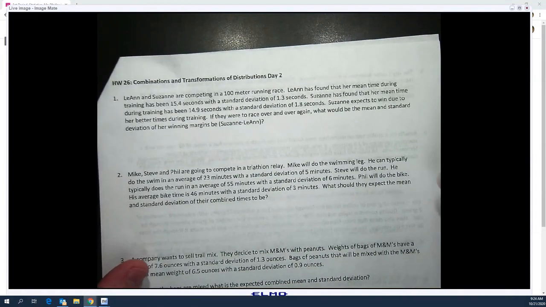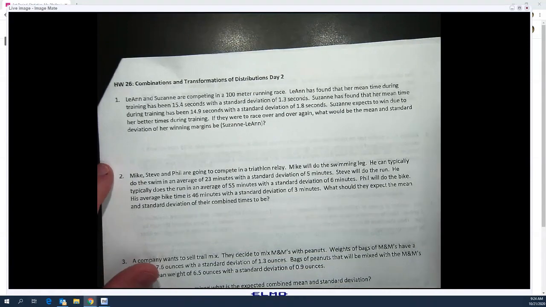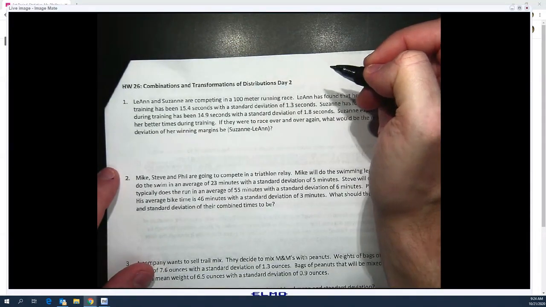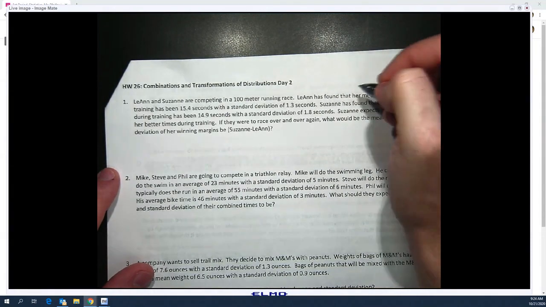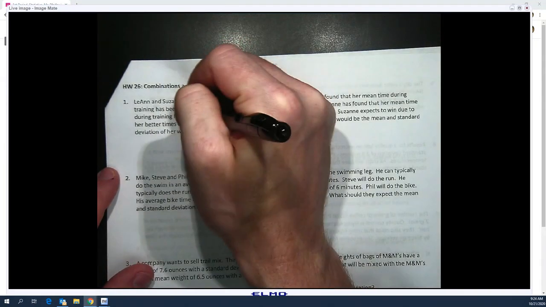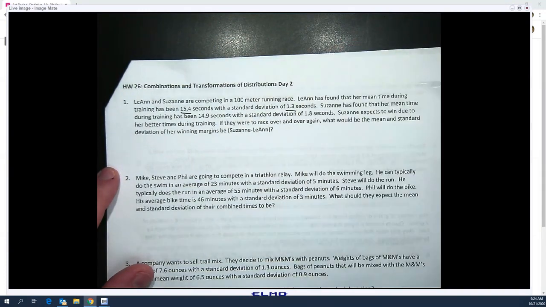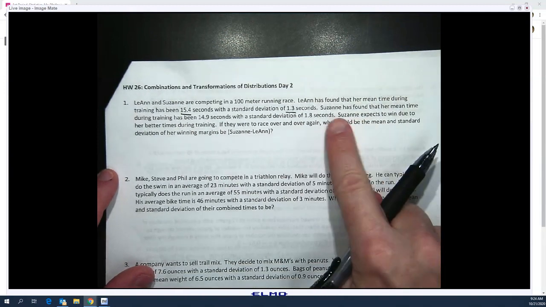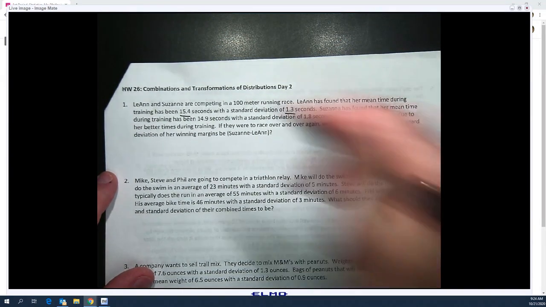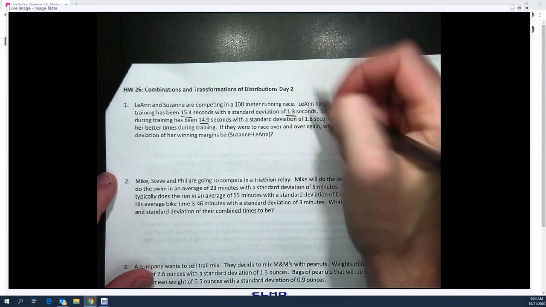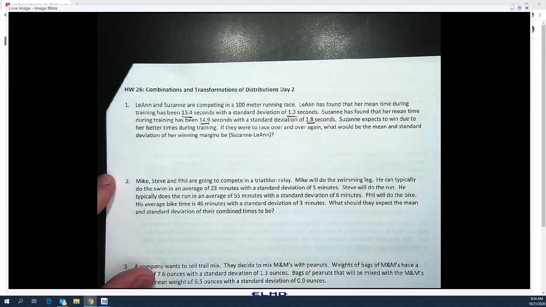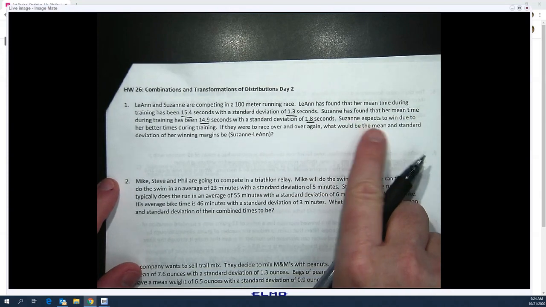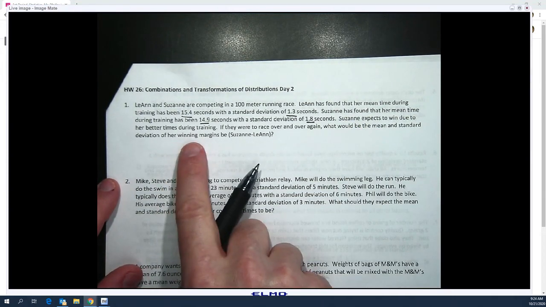Okay, so we have Leanne and Suzanne. That's a cool combo. They are competing in a 100-meter running race. Leanne found out that her mean time during training has been 15.4 seconds with a standard deviation of 1.3 seconds. Suzanne has found that her mean time is 14.9, a little bit faster, but she has a higher standard deviation at 1.8 seconds. And Suzanne expects to win due to her better times during training.